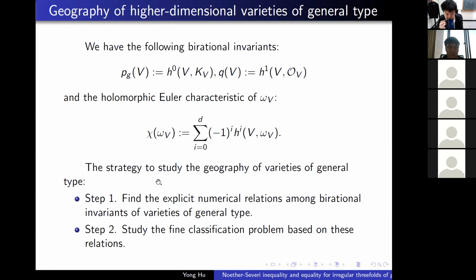The strategy to study the geography of varieties of general type is the following. The first step is that we have to find the explicit numerical relations among birational invariants of varieties of general type. Step 2 is we study the fine classification problem based on these relations.